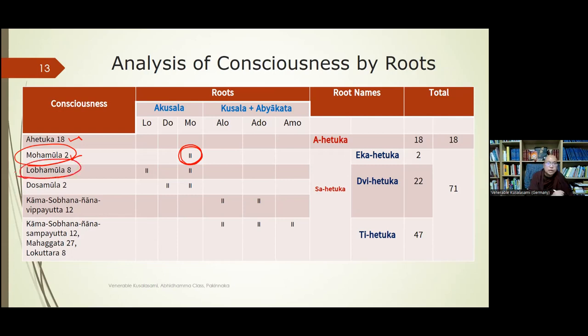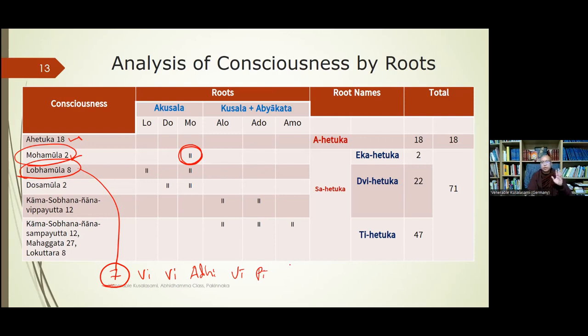Lobha mula, greed-rooted consciousness. So how many mental factors are together with the greed-rooted consciousness? 7 universals and vitaka and vichara, adhimokha, and viriya, piti. Because out of these 8, there are 4 somanasa, consciousness accompanied by joy. So that's why piti as well, and chanda.